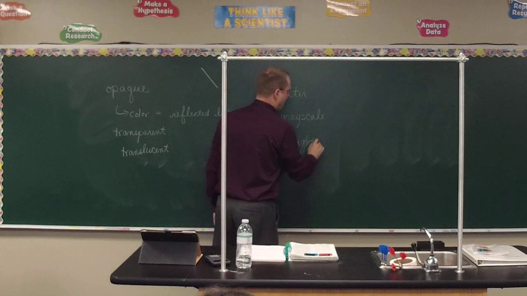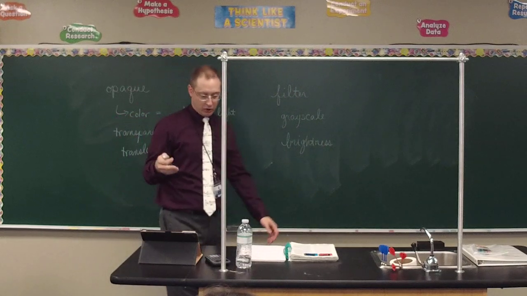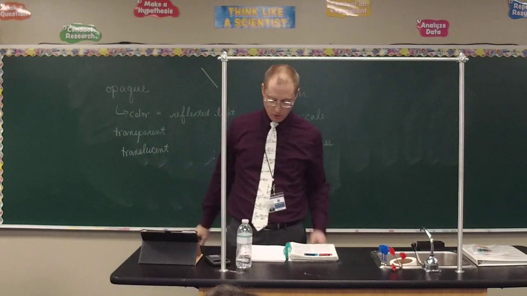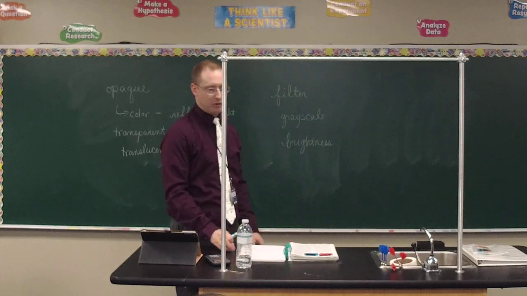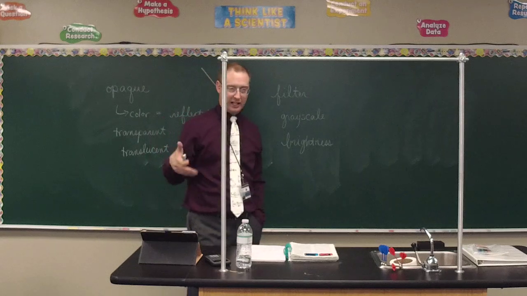Brightness. Think of neon colors. Why are neon colors so bright? Because they literally reflect more light rays. There are more light waves, if you will, reflecting off of them. So brightness refers to the amount of light waves reflecting off a surface.